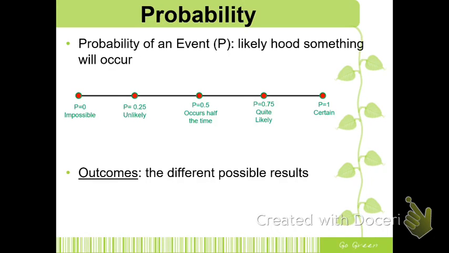When we talk about something happening, we're talking about an outcome. We mean what happens when we roll a die or flip a coin. Those are examples of outcomes.